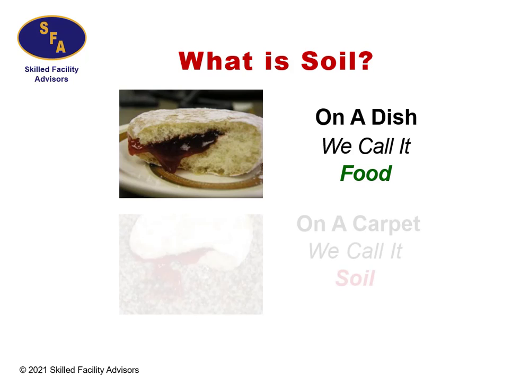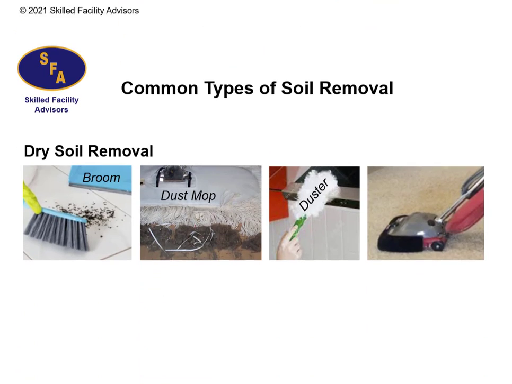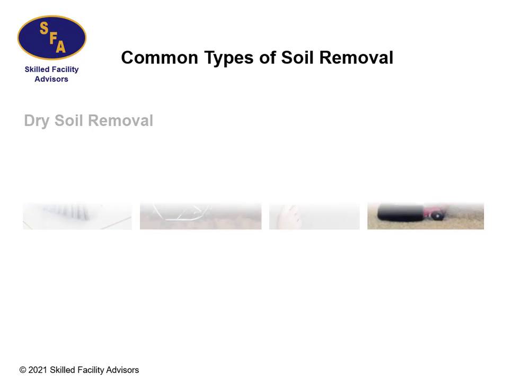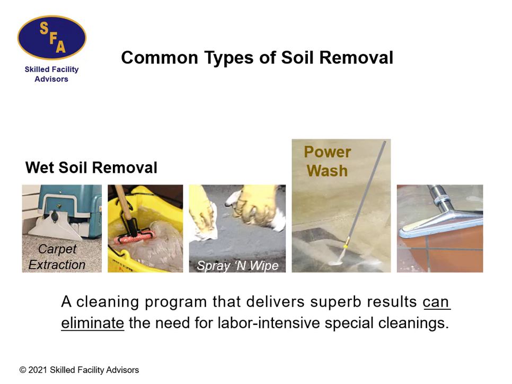On a dish, we call it food. On a carpet, we call it soil. You have dry soil removal done with a broom, a dust mop, a duster, or a vacuum cleaner. Wet soil removal can be done with a carpet extractor, a wet mop, a spray and wipe procedure, a power washer, or just a water vacuum picking up soiled water. A cleaning program that delivers superb results can eliminate the need for labor-intensive special cleanings.